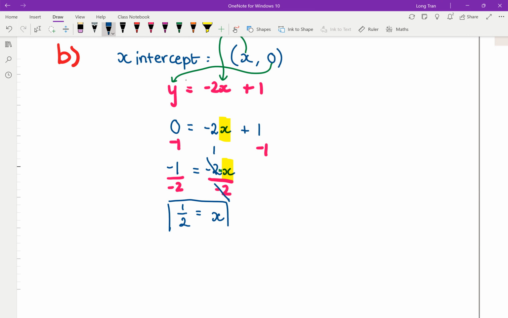So my answer is half. So what does that mean? Remember, you always have to understand the meaning here. This means that the x coordinate is half when we know that the y coordinate is 0. So you got 1 point.